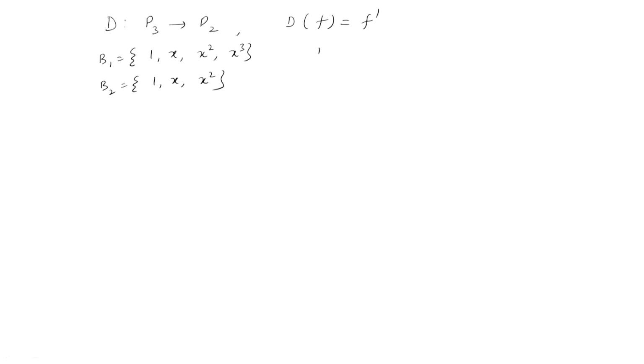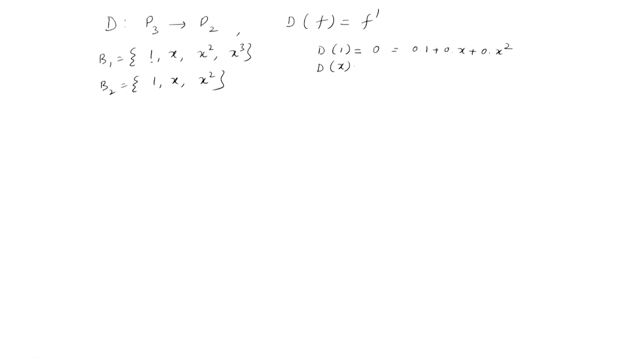Now, what will be D of 1? D of this element 1, because it is a differential operator, is 0, and 0 can be written as 0 times 1 plus 0 times x plus 0 times x square, the linear combination of these 3 elements.